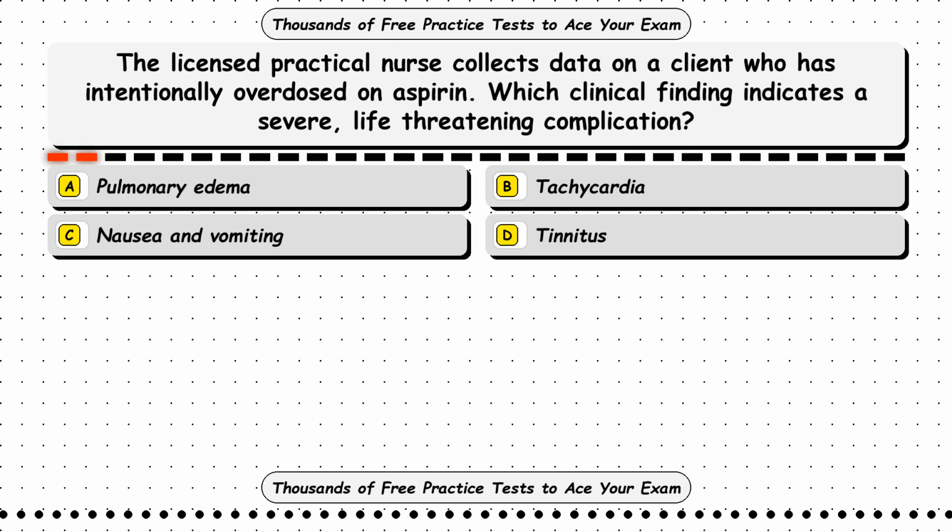Question 147. The licensed practical nurse collects data on a client who has intentionally overdosed on aspirin. Which clinical finding indicates a severe, life-threatening complication? Option A, pulmonary edema. Option B, tachycardia. Option C, nausea and vomiting. Option D, tinnitus.